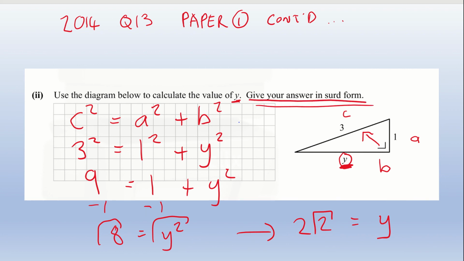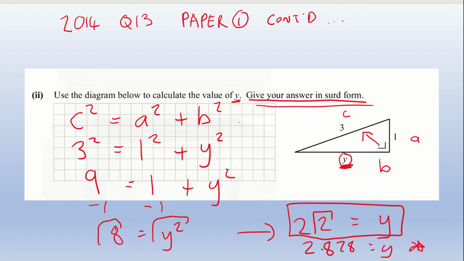If they didn't want my answer in surd form, or if you had gone straight to your decimals, you would have gotten 2.828 is equal to y. So if they want it in surd form, leave it like that and you'll get your full marks. If they want it in decimal form, there we go at the bottom.